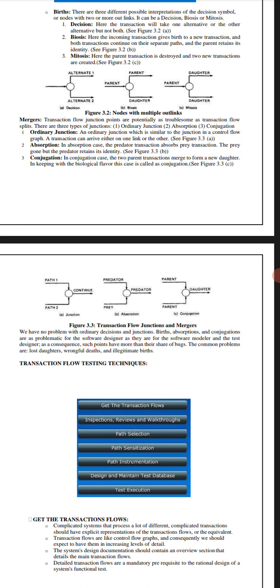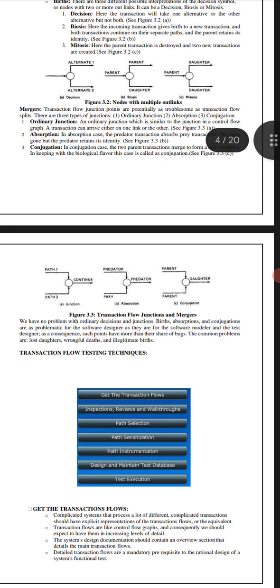We have no problem with ordinary decisions and junctions, but absorptions and conjugations are as problematic for the software designer as they are for the software modeler and the test designer. As a consequence, such points suffer more than their share of bugs. The common problems are lost daughters, wrongful deaths, and illegitimate births.